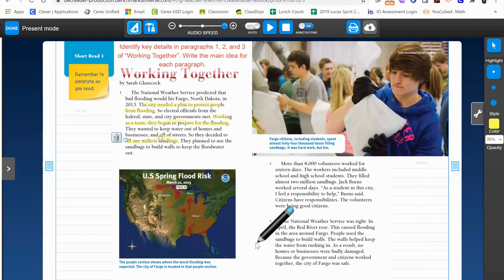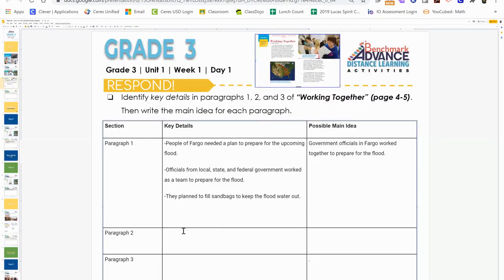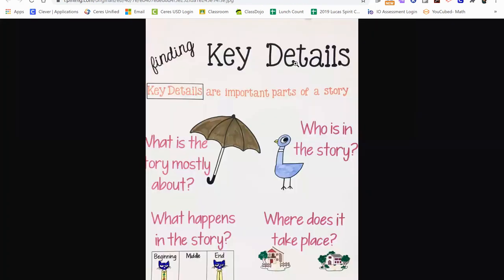Now it is your turn. Now you will read paragraph 2 and paragraph 3. You will identify the key details of each paragraph, and you will also come up with the main idea for each paragraph. Remember, key details are the important parts of a story.